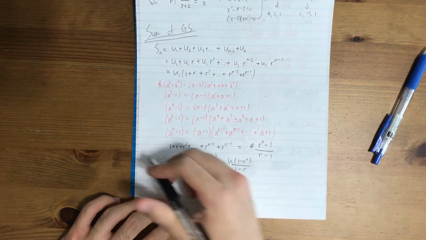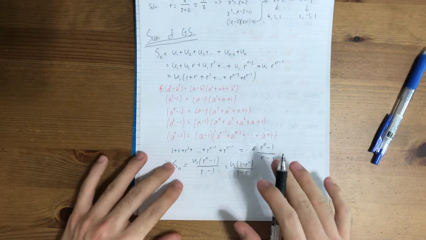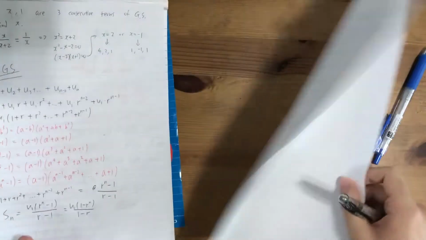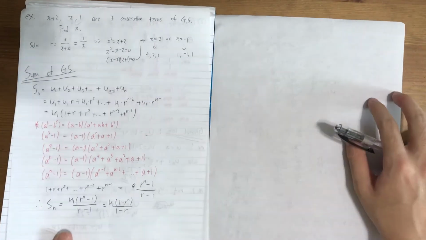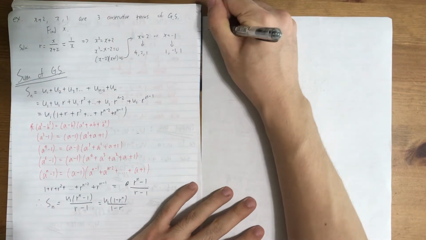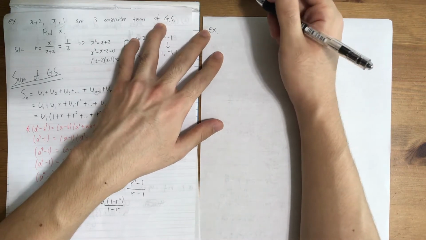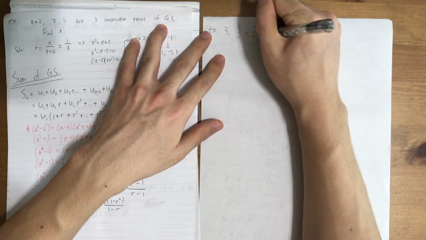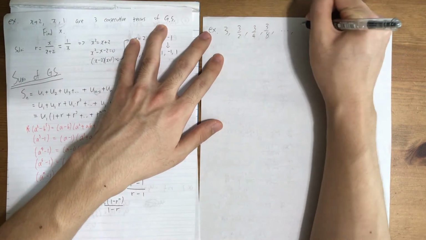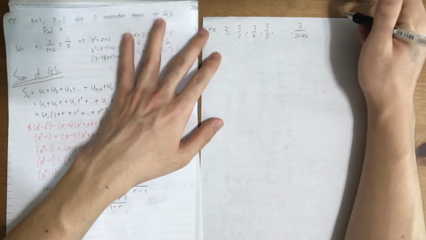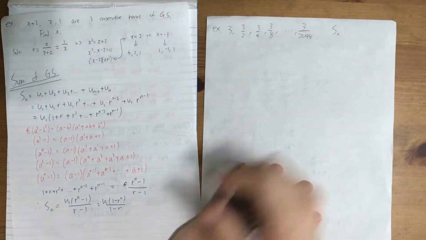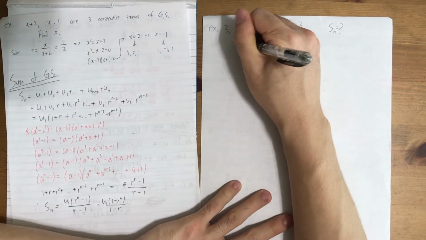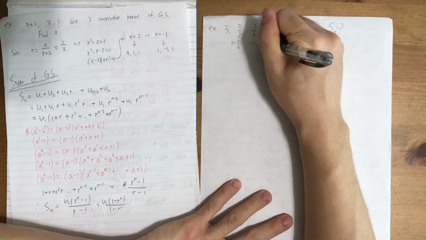Maybe we can try an example. So let's say, we don't have enough space for this, so use another paper. So let's say, and we want to find the sum. Okay, so for this one, what's the common ratio? The common ratio is half, and the first term is 3, right?